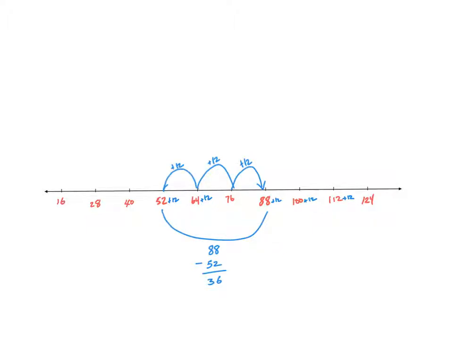I can always go back and check to make sure that these are correct by just going back in and plugging in my adding 12 and then going from left to right. 16 plus 12 does equal 28. 28 plus 12 does equal 40, and 40 plus 12 does equal 52.